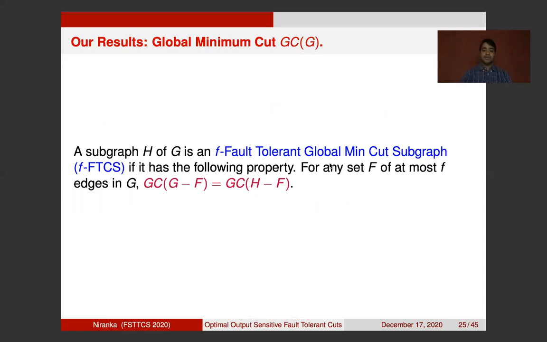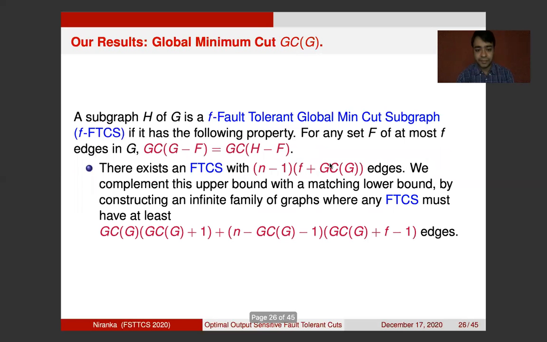Right, so let's formally define for our problem what an f fault tolerant global min cut subgraph, in short FTCS, is. H has the following property: for any set F of at most small f edges, the global cut value of G minus F agrees with the global cut value of H minus F. And we show the following results. There exists an FTCS with (n minus 1) times (small f plus GC(G)) edges, and we complement that with a tight lower bound of this much quantity.